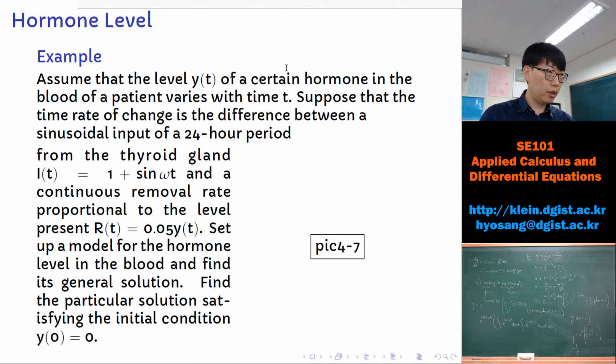So that was the end of week 4, and so far we did up to chapter 1. Okay, chapter 1 in our textbook, Kreyszig's Advanced Engineering Mathematics.